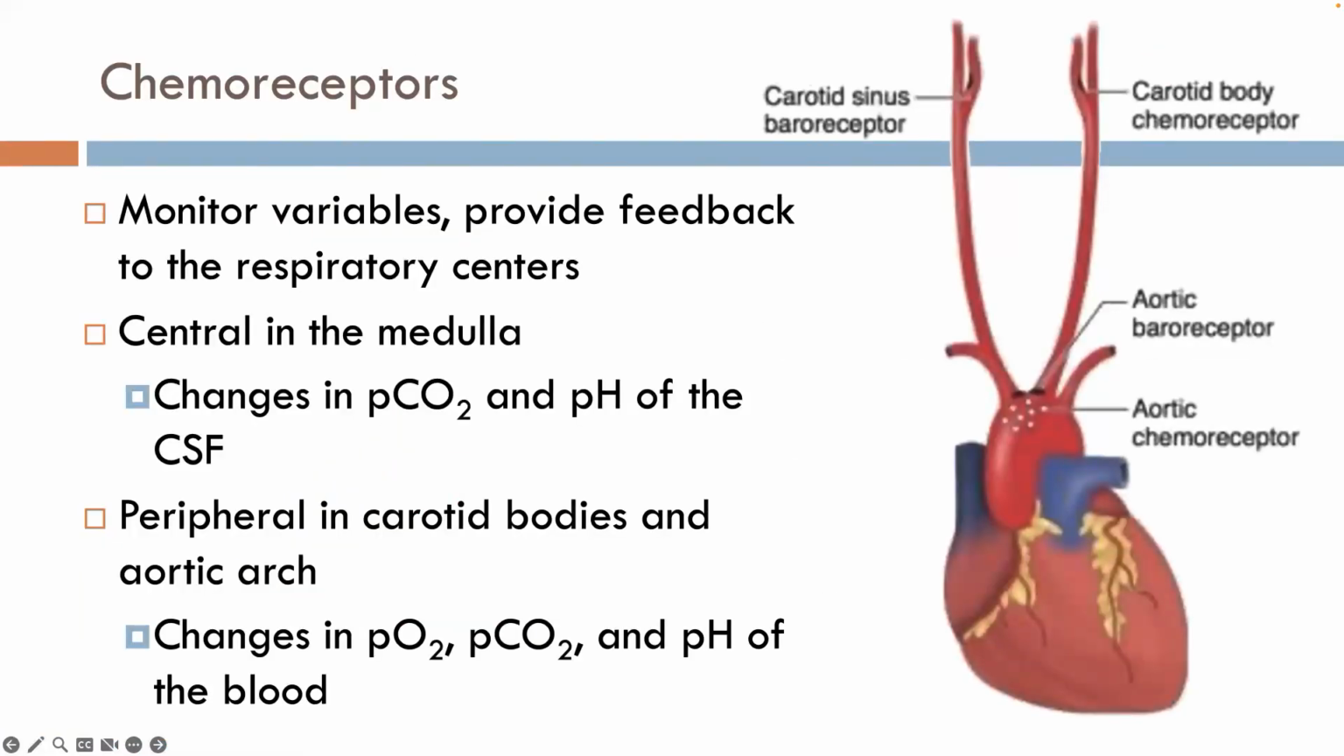So receptors, essentially, what it does is it looks at the PCO2, pH, and the CSF. Peripherally, changes in the oxygen, plus or minus. Okay, it doesn't really look at the O2 level. It's really looking at the CO2 level and the pH of the blood. That's the factors in play.